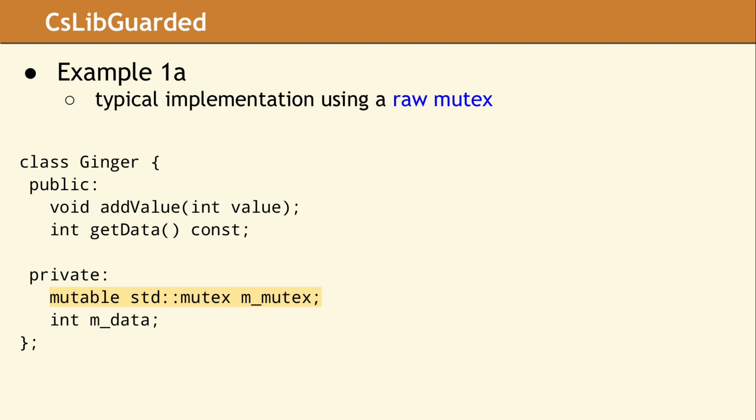We are declaring a class named Ginger, which contains two methods and one piece of data. Since this class will be used in a multi-threaded application, we need to add a mutex to allow both methods to protect m_data and not have any race conditions. The mutex is mutable, so the getData method can be const qualified. In the implementation for this method, we will need to lock the mutex, and this requires write access to m_mutex.